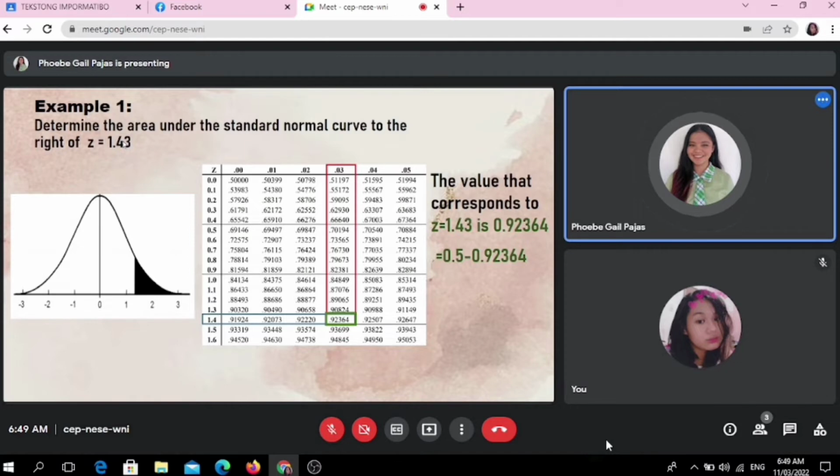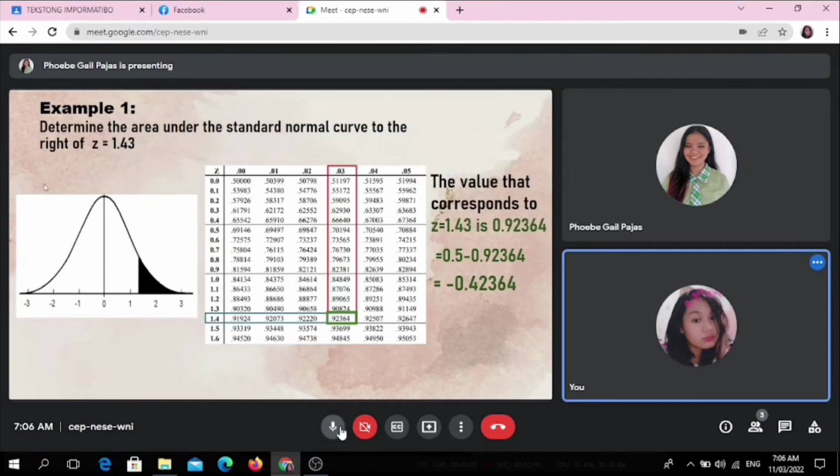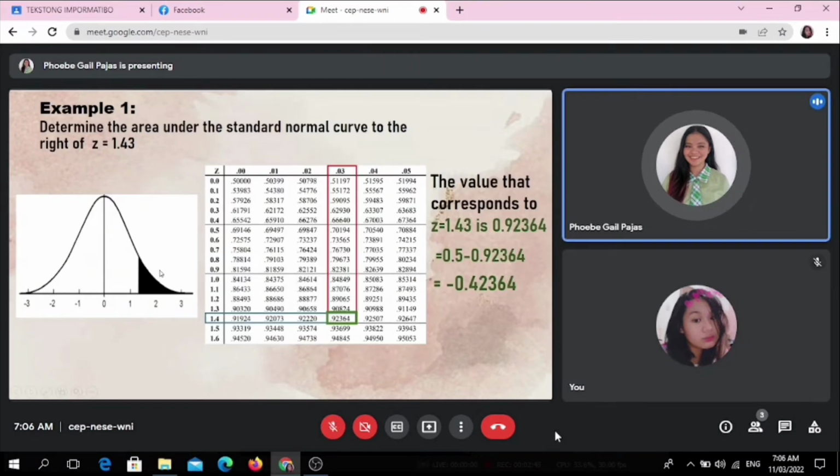So, 0.5 minus 0.92364 is equal to negative 0.42364. So, that is our area. So, paano ba tayo mag-graph dito? So, to the right, tapos z = 1.43. So, sabi nga dito to the right daw ng 1.43. So, mag-i-start tayo dito. So, this is only a rough graph. So, start tayo dito hanggang dito.